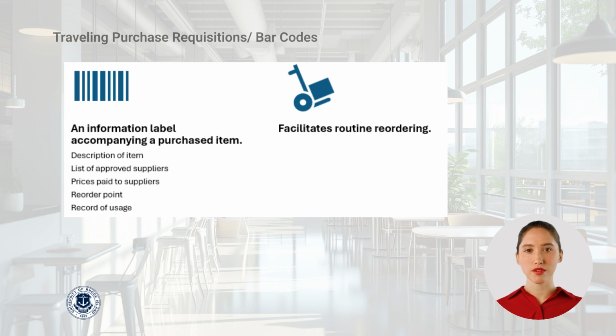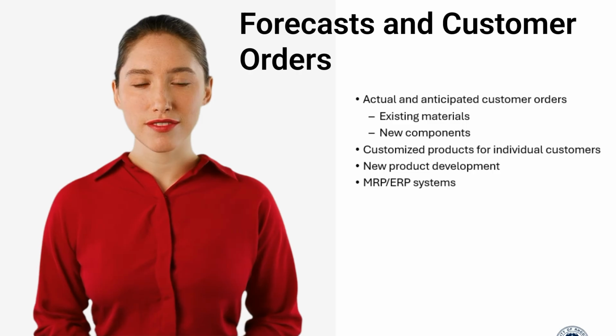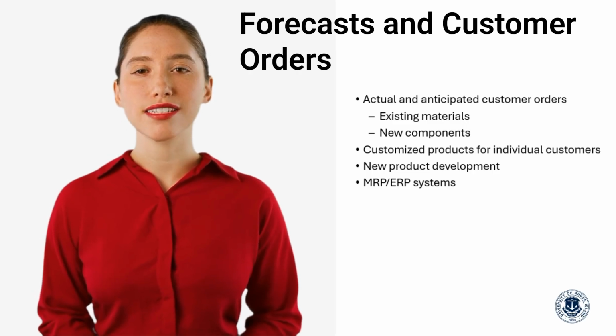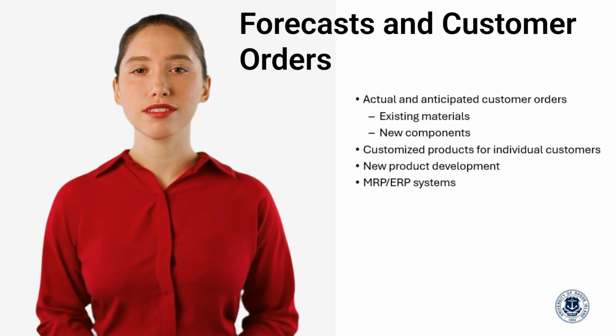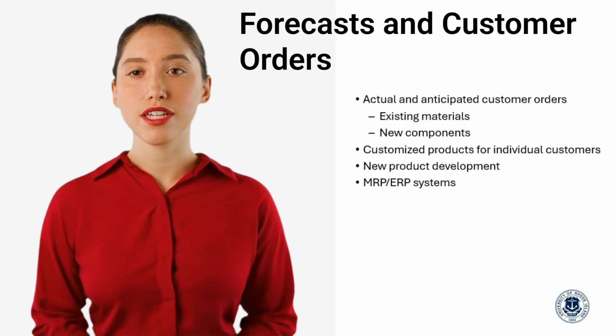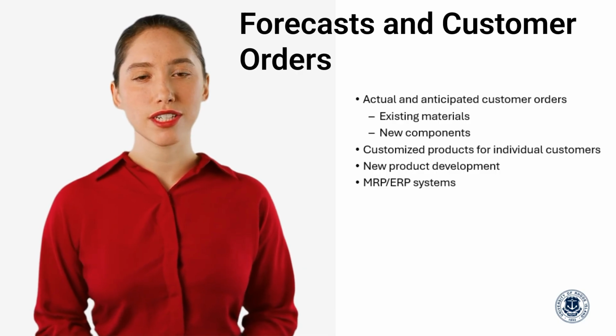Traveling requisitions, or barcode systems, accompany a purchased item and record usage, suppliers, prices, and reorder points. This is especially useful for regularly purchased items where automation can significantly reduce administrative effort. Forecasts integrate actual and anticipated customer demand, inventory levels, new product requirements, and ERP/MRP system outputs. This information drives purchasing activity and ensures materials are available when production or service schedules require them.